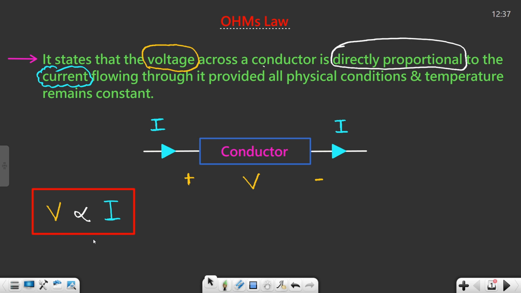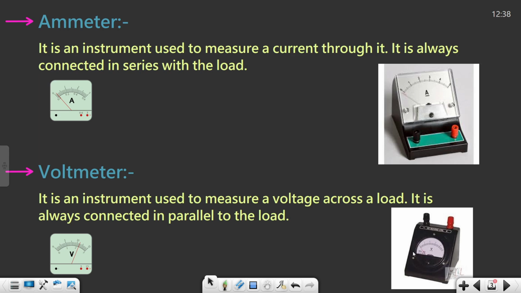Okay, we are basically going to prove this particular condition with the help of a certain experiment, but that experiment we'll be doing in some other session. As of now we are just going to understand the concept of ammeter and voltmeter. What are these two things? An ammeter is a device, or an instrument, used to measure the current through it. It is always connected in series with the load.